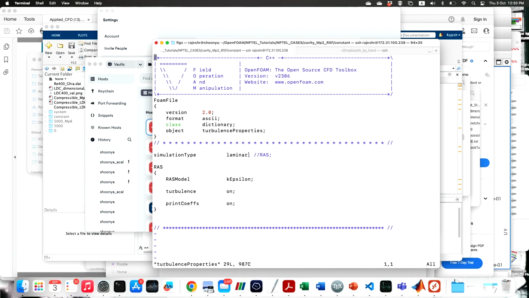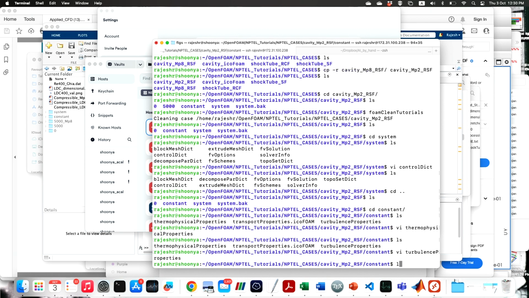If it is turbulent flow, then you can remove this laminar and call it RAS, and then you can put the model that you want, like epsilon model, turbulence, and whatever quantity that you want you can put in there.